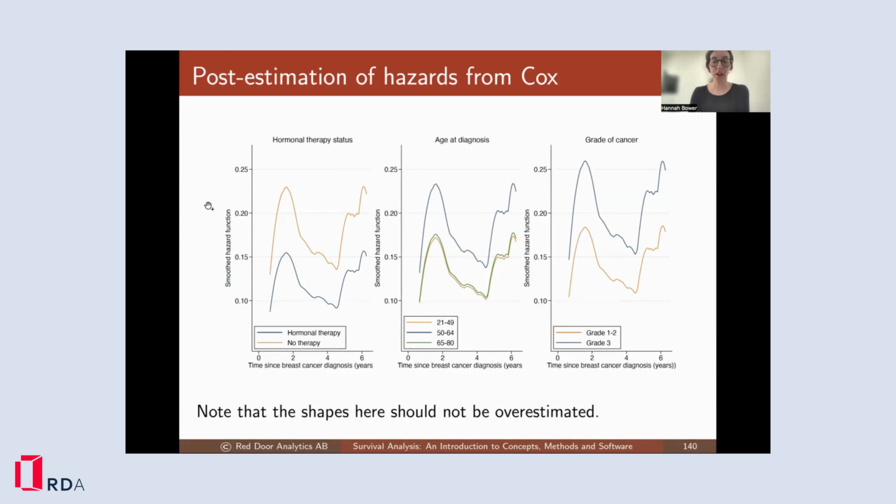But what I would conclude from this is that the underlying hazard seems to increase across time until around 2 years, and then it decreases, and then it may pick up again after around 4 years. And the shape is the same for every covariate. Here we have on the left-hand side hormonal therapy status. In the middle, we have the age at diagnosis groups. And then on the right, we have the grade of cancer. And you can see that irrespective of which group we're looking at, we see exactly the same shape. It's just shifted up and down. And that's just based on an assumption in our model.